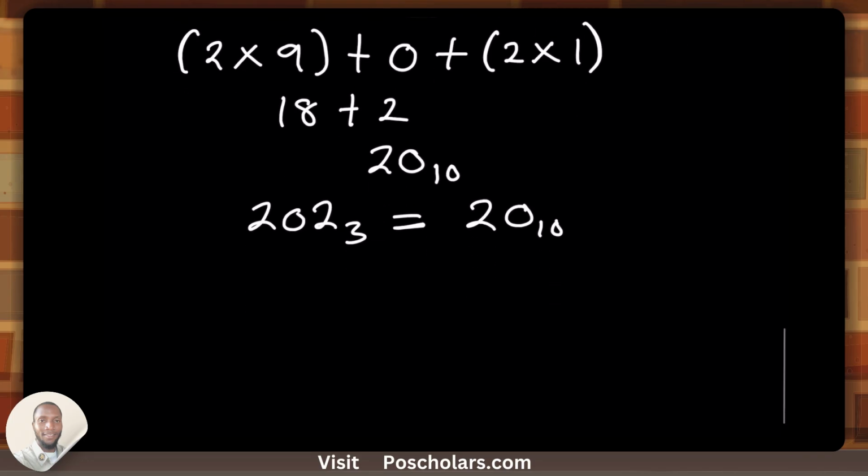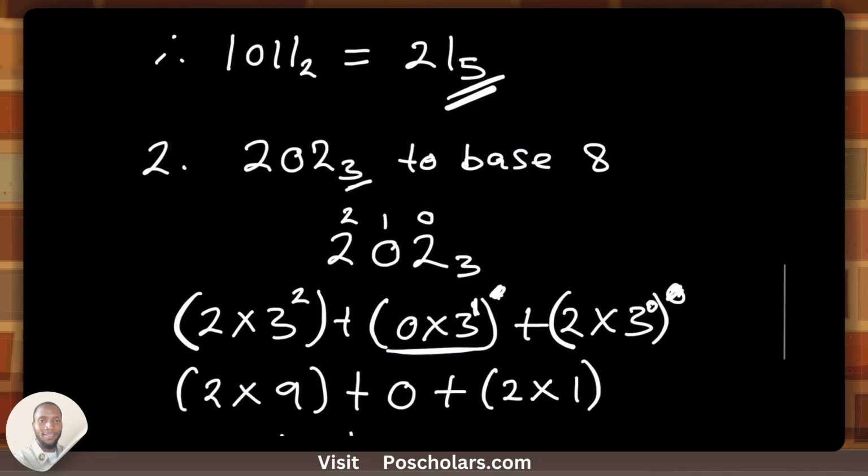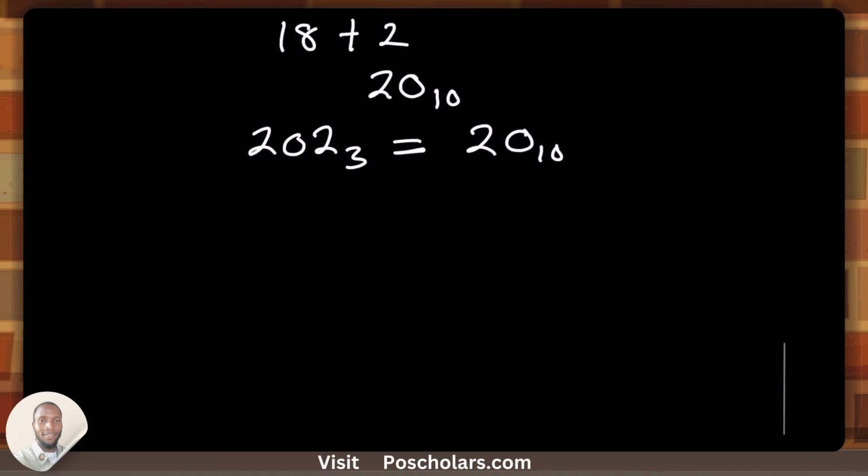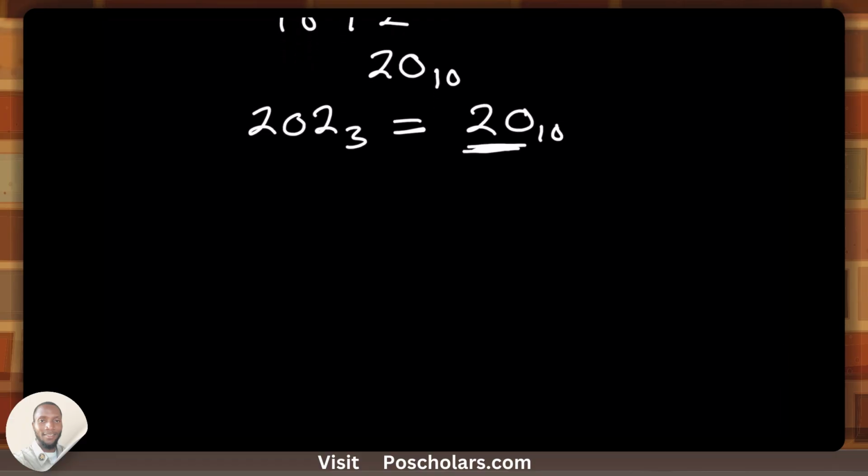Now, the mission is to convert it to what? To base 8, right? So the next thing we do now is we have to convert this 20 base 10 to base 8. How do you do that? You divide consecutively by 8. You divide 20 consecutively by 8 until you get to 0.